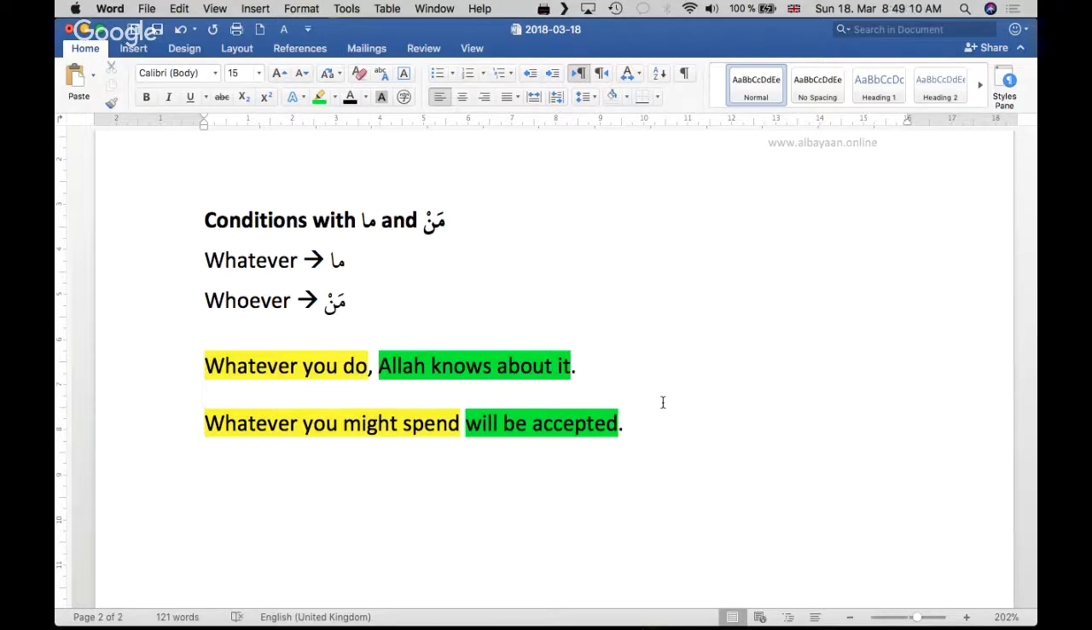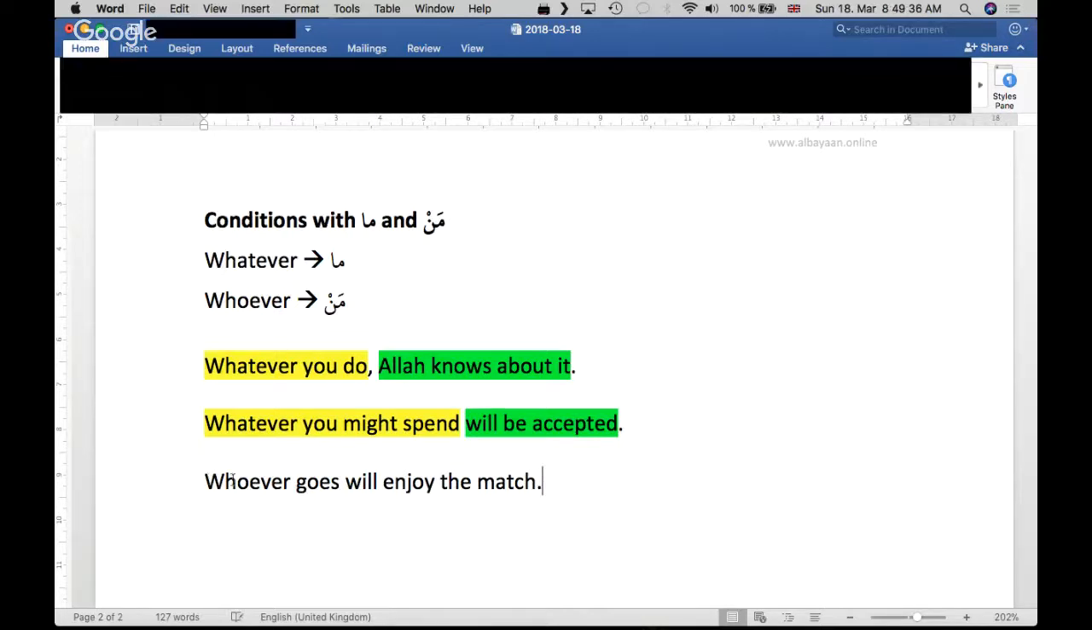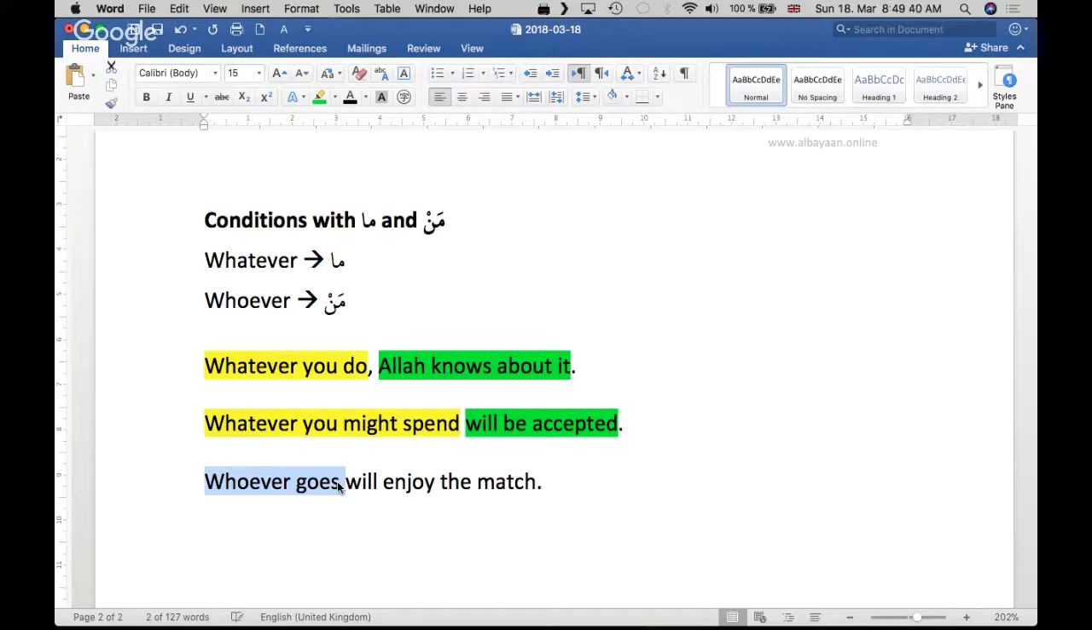Same is the story with man. It's the same case with man. For example, let me give you an example. Whoever goes will enjoy the match. Okay. So now the condition is whoever goes. Okay, this is the yellow part. And he will enjoy the match is the answer to the condition.